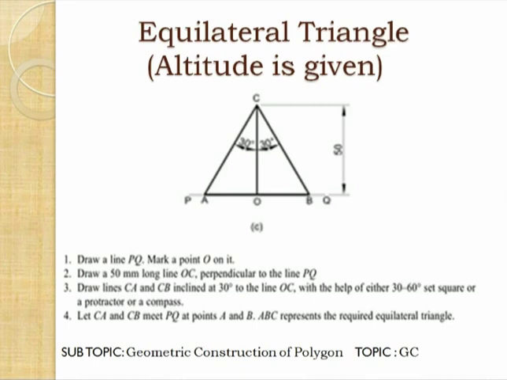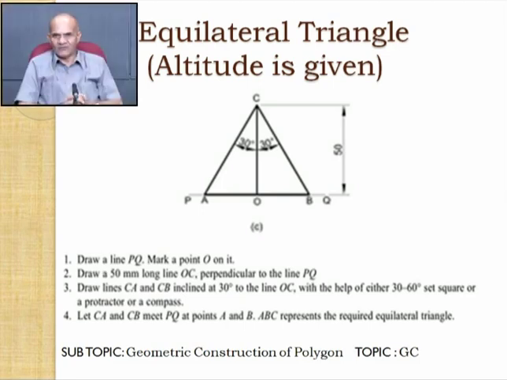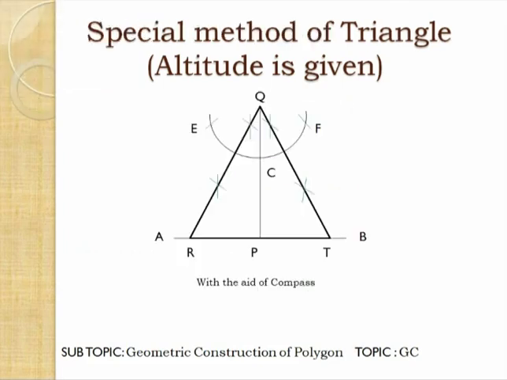OC is 50 mm. Then at point C, with the help of a 30 degree set square, you make a 30 degree angle on both sides of OC at point C. Then these lines will intersect line PQ at points A and B, and in this way we get the equilateral triangle ABC having the given altitude OC equal to 50 mm.